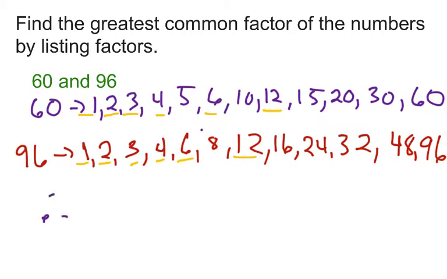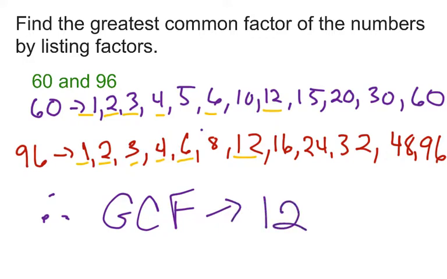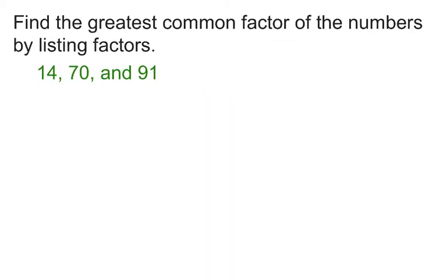Therefore, my GCF, greatest common factor or greatest common divisor, is 12. So my greatest common factor between 60 and 96 is 12. Make sure you have this copied in your notes and make sure you're showing your work in your notes. Now I'm going to guide you through this example, and then I'm going to have you do another one on your own. And this time I'm going to show you a couple of tricks.